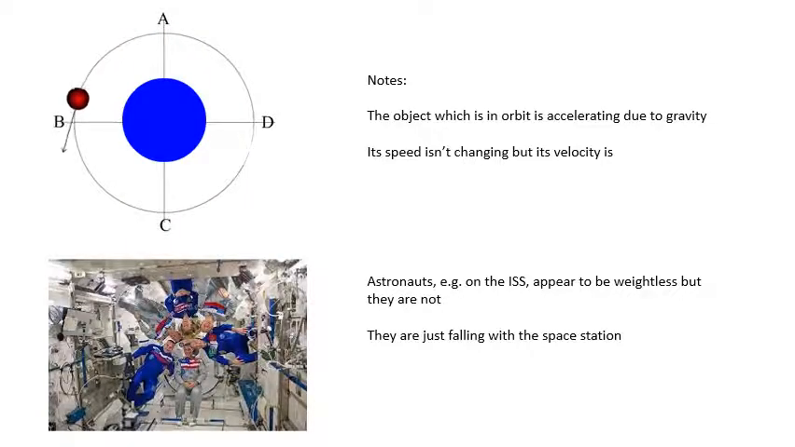A few other things about satellites. The object which is in orbit is accelerating due to gravity. It's falling towards the Earth. The speed of the object isn't changing, but its velocity is, and acceleration is change in velocity over time. So if its velocity is changing, then it's accelerating. We say that its acceleration is centripetal. It means it's towards the center.